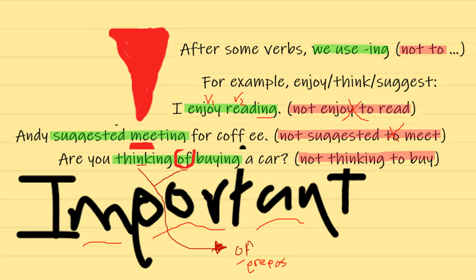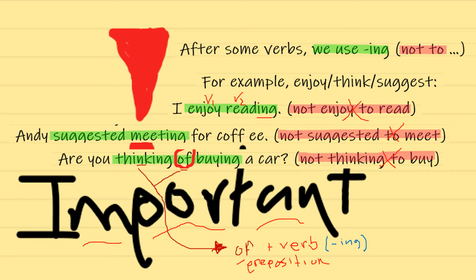when you have a preposition and then you want to add a verb after it, you need to use this verb in the gerund form. So in this way, we have to say, are you thinking of buying a car? And not like this. This is going to be wrong, the one that you can see here, not thinking to buy. That's not the right thing. You have to say thinking of buying.